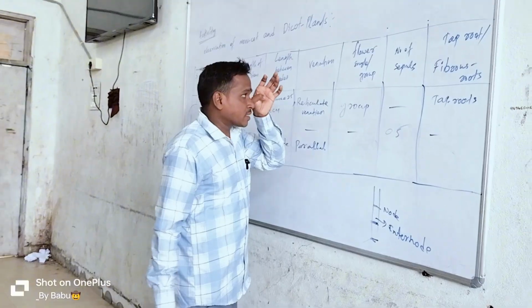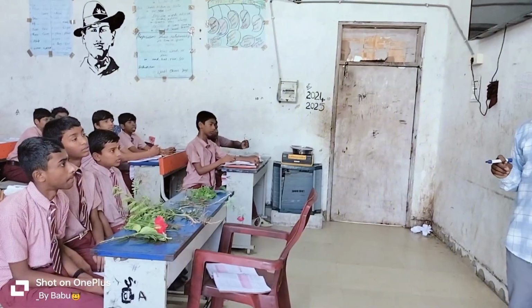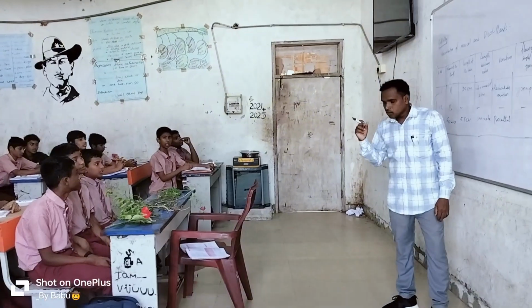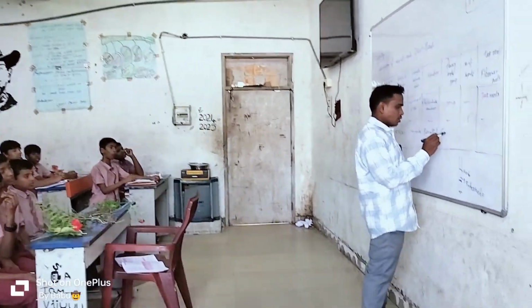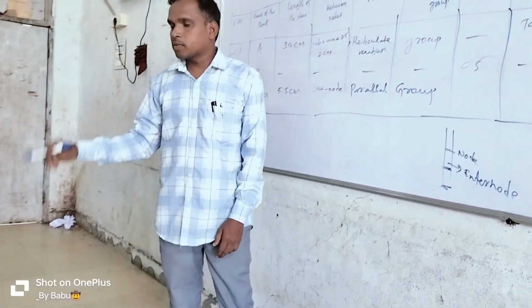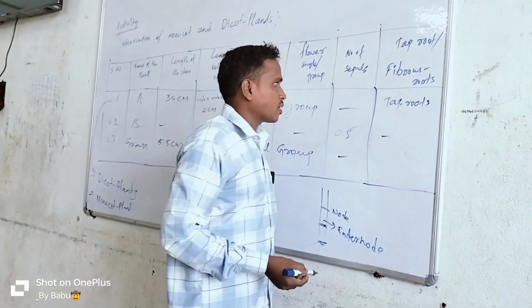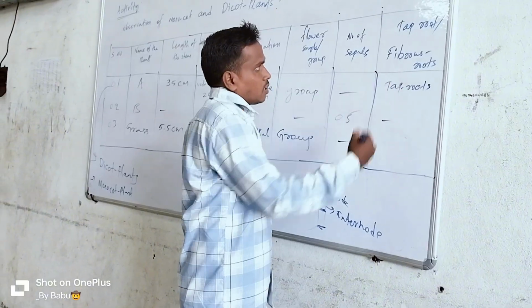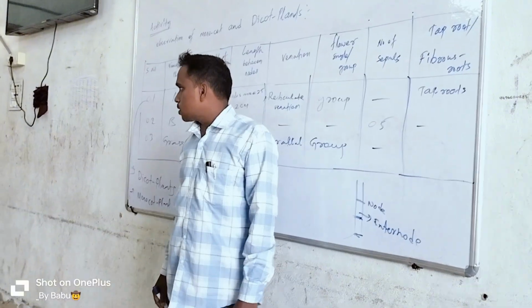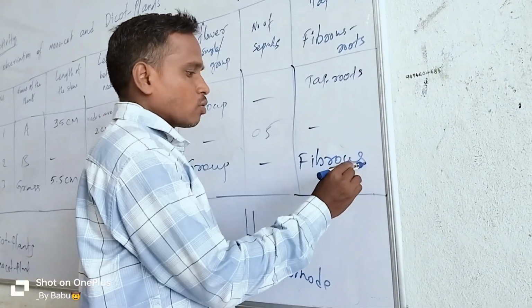Flower singular or group. Just imagine the grass flower. It comes in a group. Grass flowers come in groups, not single. Number of sepals, the flower is not available, that's why we are not able to count. And the root system type, which root system is that? Fibrous root.